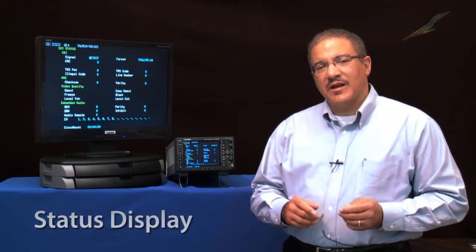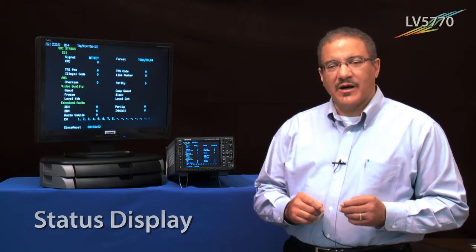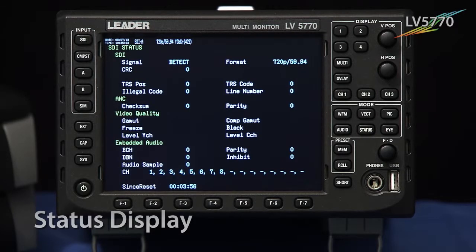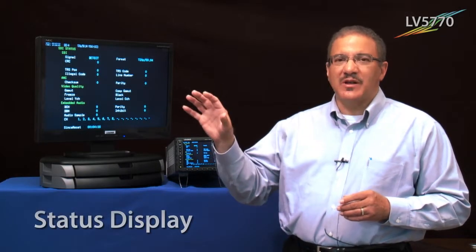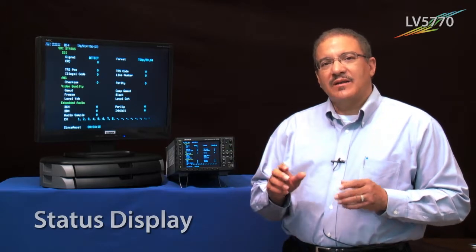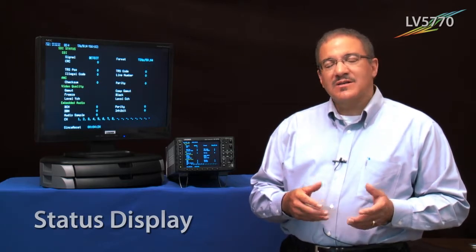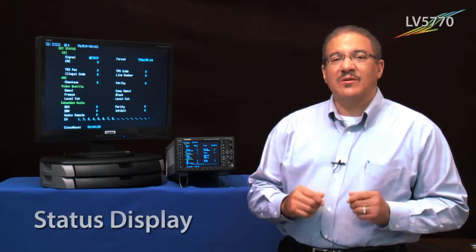One of the things I'd like to show you is the status display on the LV5770 monitor. The status display is very important because it shows if there happens to be any problems with the digital signal that you're looking at. Now, even though there may be problems with the signal, you're still able to display a picture in many cases. But at the same time, there may be errors that are occurring, and those errors are going to show up on the status display. So let's take a look at the status display so you can see what I'm talking about.